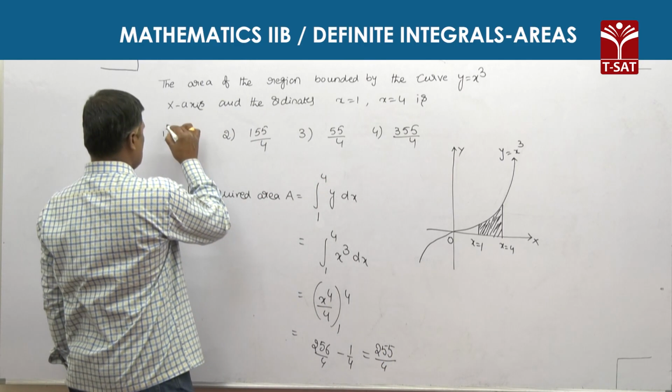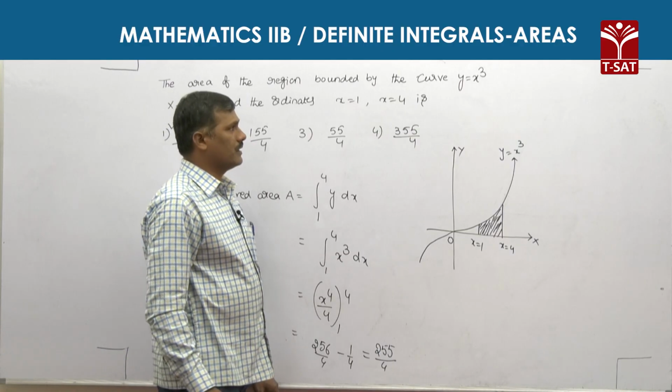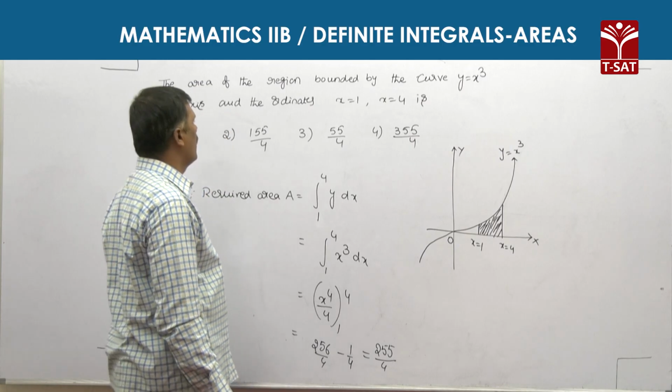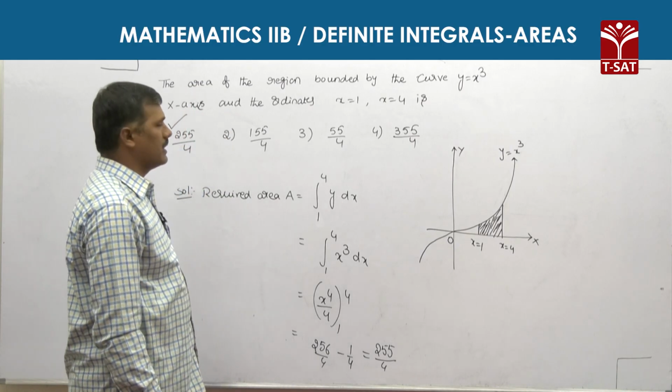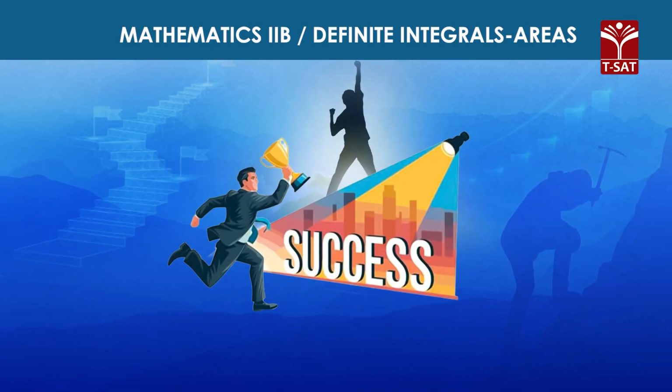So the first one is the right answer, 255 by 4, for the given problem: area bounded by the curve y is equal to x cube, the x-axis, and the ordinates x is equal to 1 and x is equal to 4.